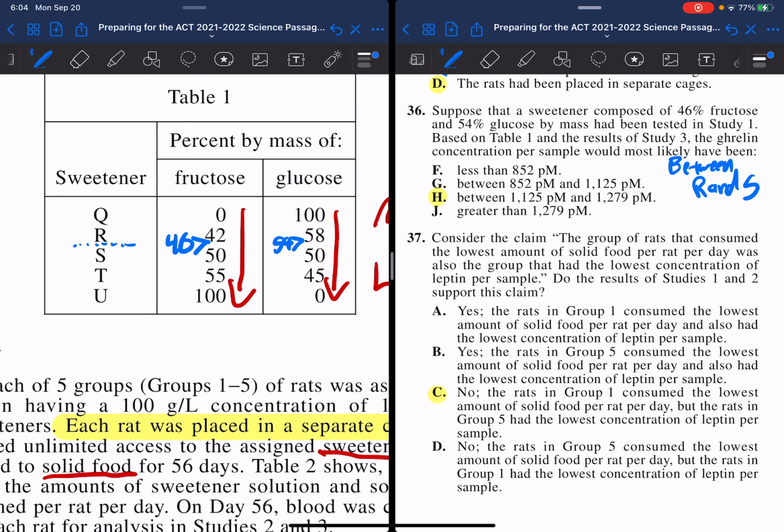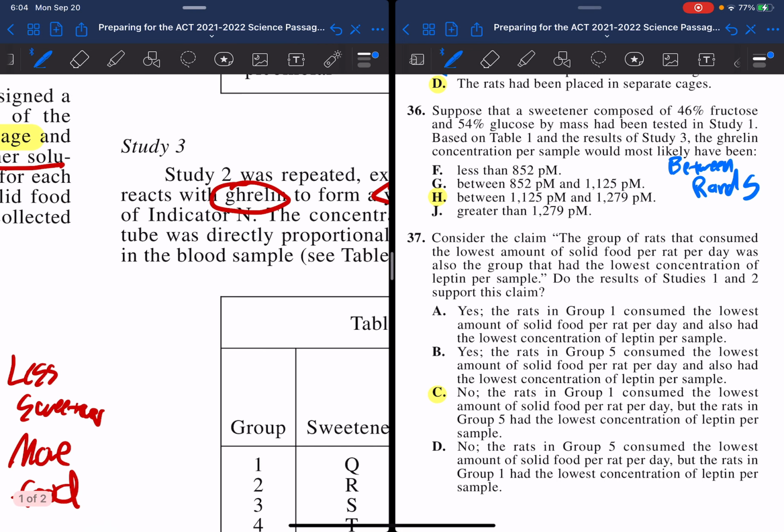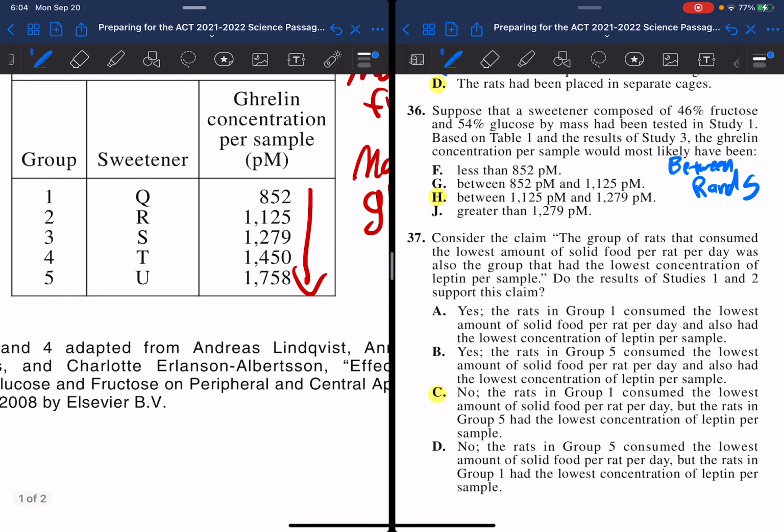So given that, it says based on table 1, which we've looked at, and then study number 3. So we're looking between R and S. That means it should be somewhere in between these two numbers, 1125 and 1279. So that's why the answer is letter H.